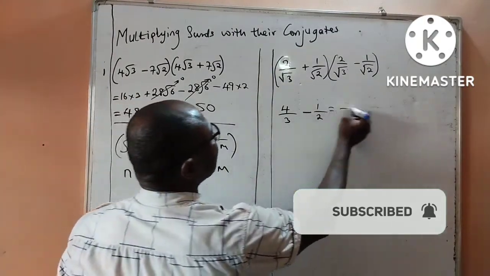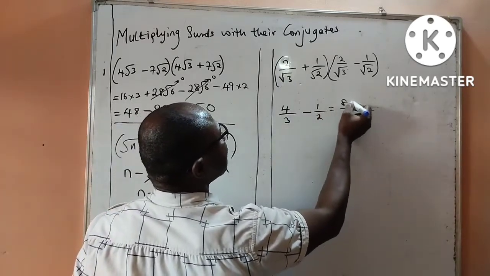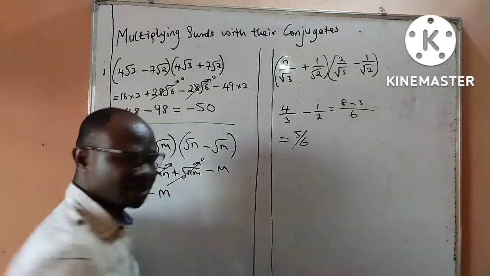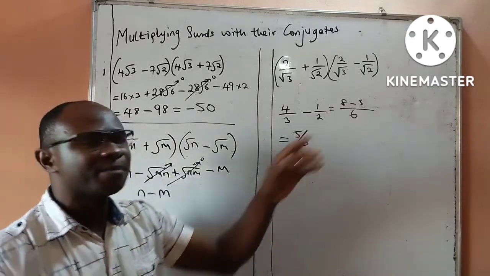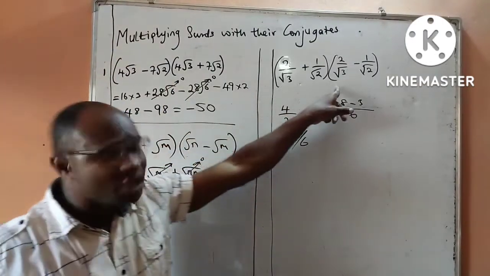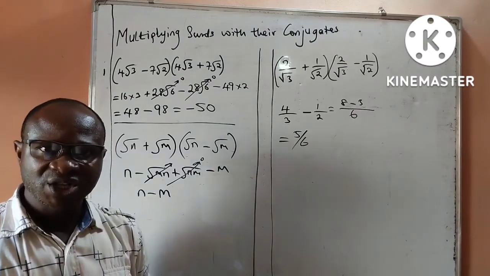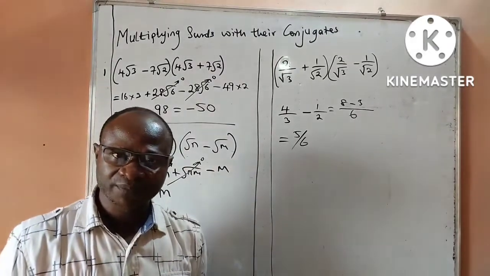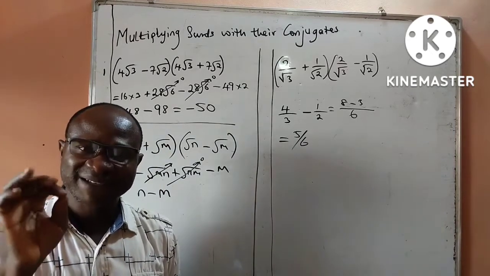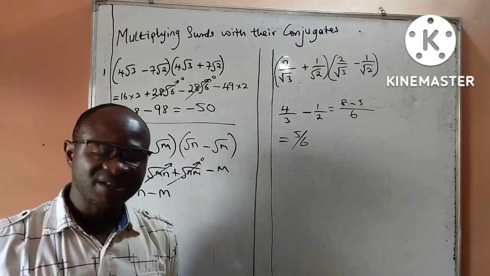And my result will now be, LCM is 6. 3 here will give me 2, multiplied by 4 is 8. 2 here will give me 3, multiplied by 1 is 3. So my answer is 5 over 6. If I open these brackets and begin to work out this surd like I did here, at the end of the day, my result will be 5 over 6. So, in multiplication of surds, the multiplication of a surd by its conjugate will result in the difference of the squares.